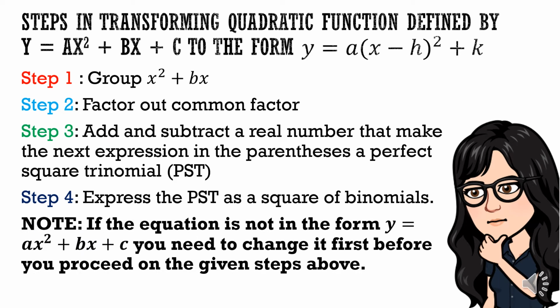Step 4. Express the perfect square trinomial or the PST as the square of binomial. Take note, if the equation is not in the form y equals ax squared plus bx plus c, you need to change it first before you proceed to the given step above.